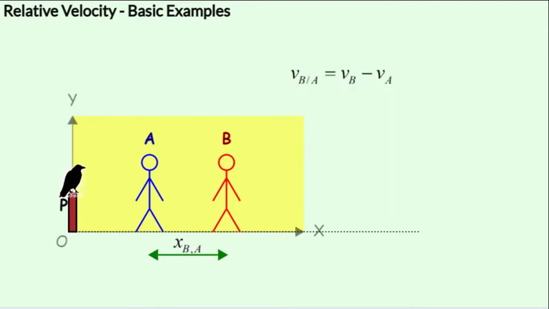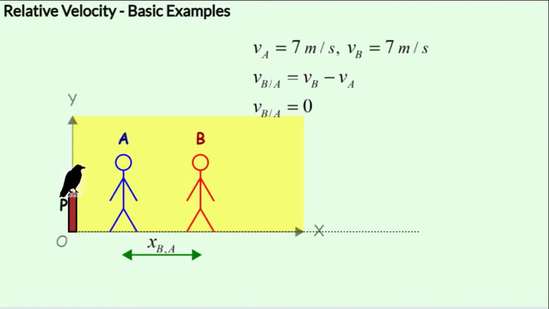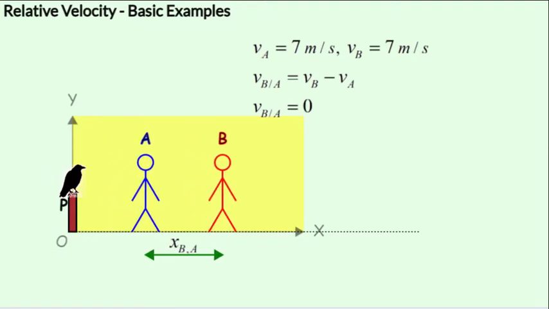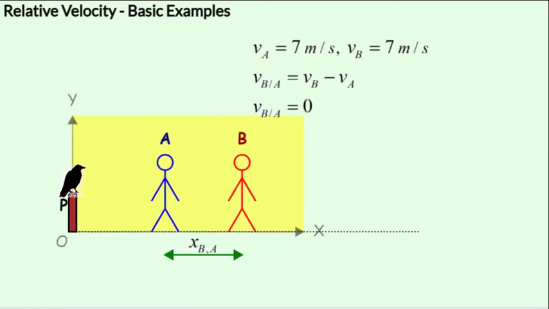And in all the cases, we will attach the frame of reference to the observer, or to the bird in this case. To begin with, let A and B have the same velocity. VA and VB are both 7 meters per second traveling to the right. And from the formula, VB minus VA will be 0.